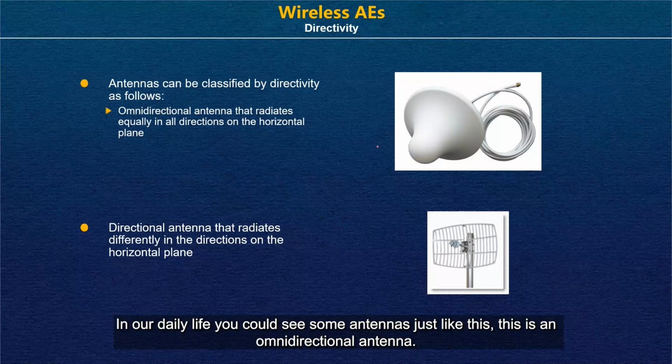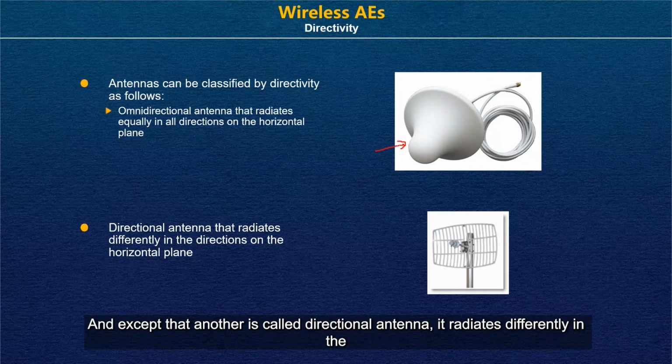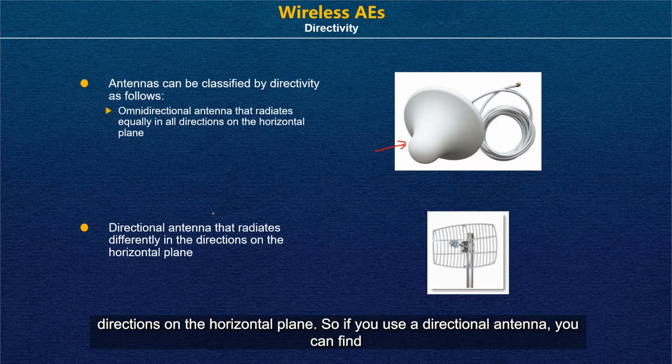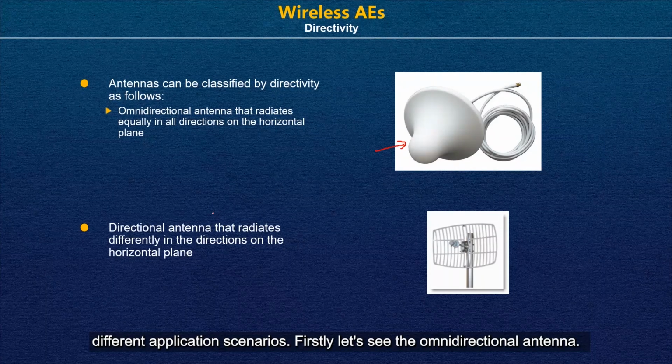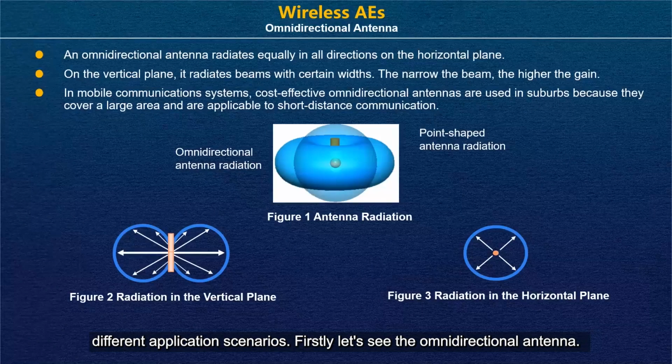In our daily life, you could see some antennas just like this. This is an omnidirectional antenna. And except that, another is called the directional antenna, which radiates differently in the directions on the horizontal plane. So if you use a directional antenna, you can find the power strength in a specific direction is much higher. They are suitable for different application scenarios.